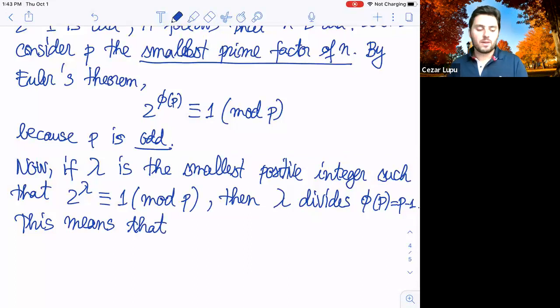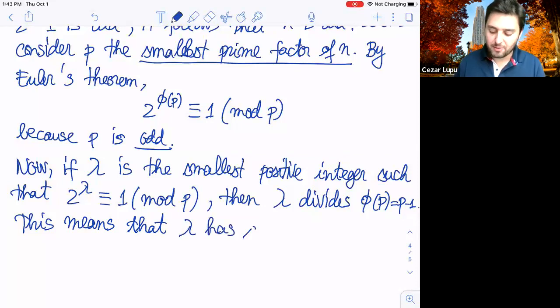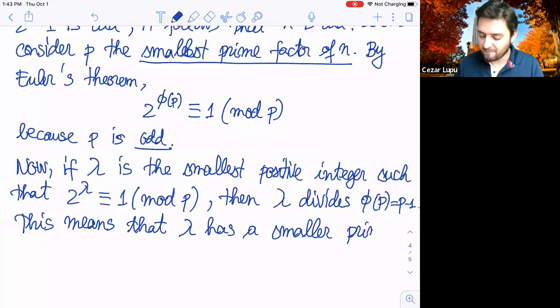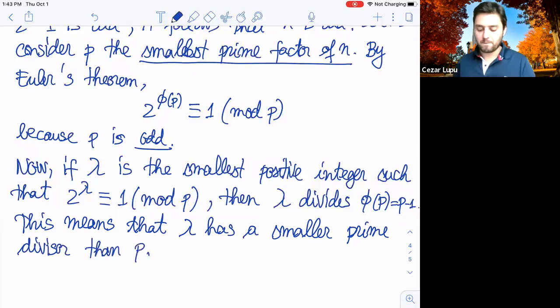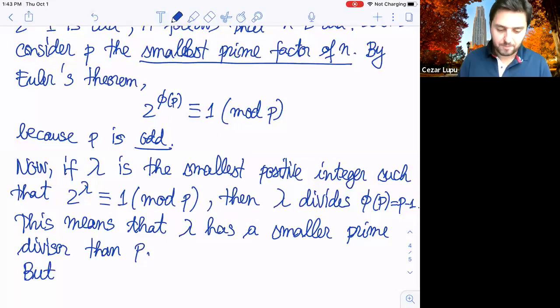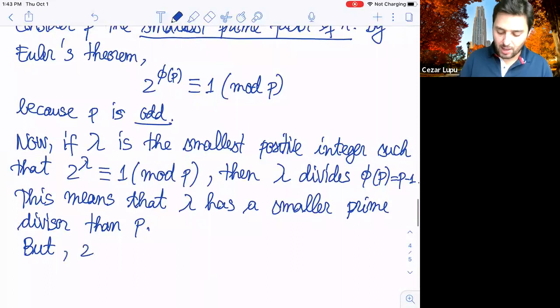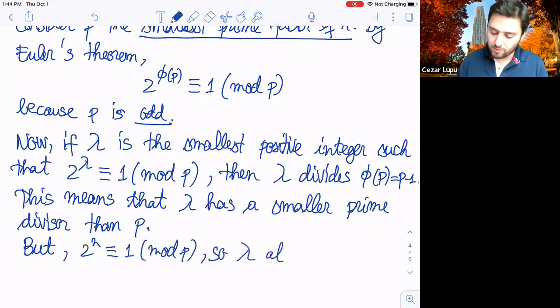So this means what? This means that lambda has a smaller prime divisor than p, right? But on the other hand, 2 to the n is congruent with 1 mod p, so lambda also divides n.